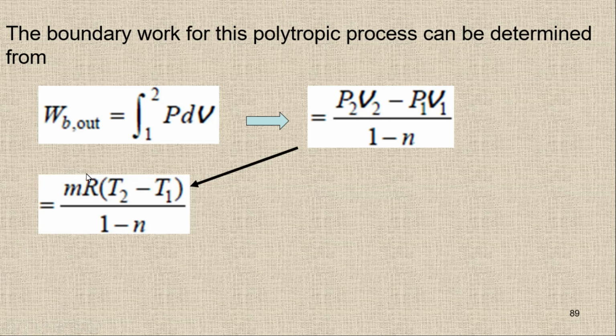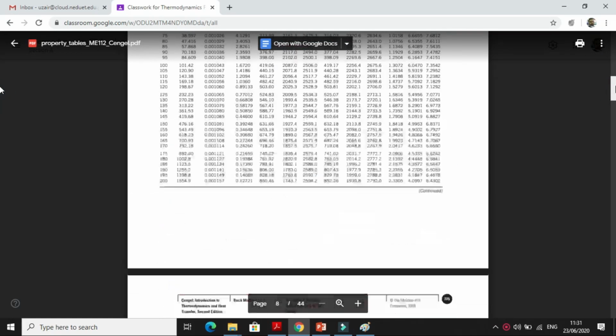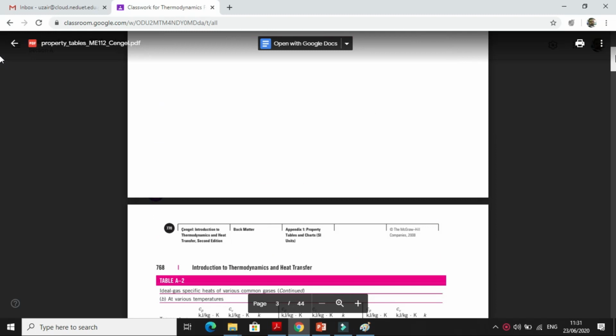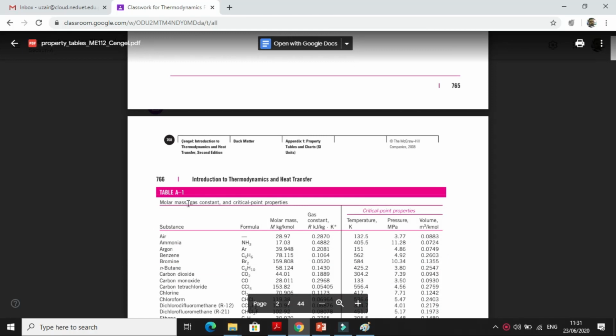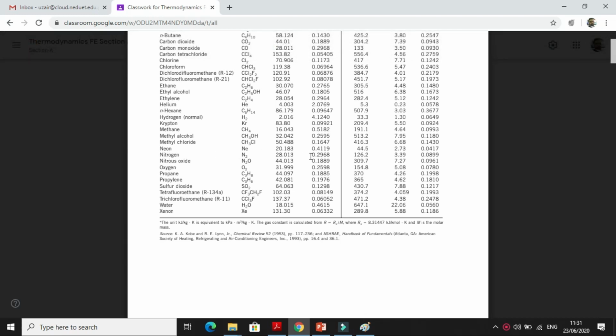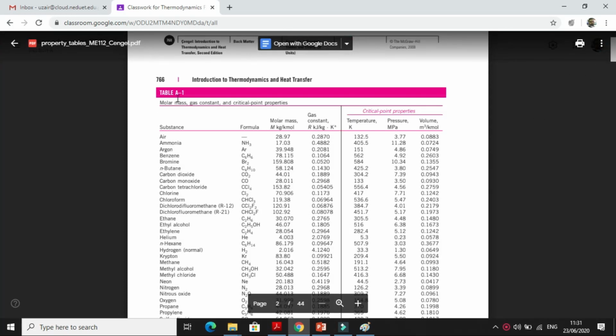For the R value, we have to use the table again. We have the table from where you can get the values. I'm just going back to the tables. This is the table A1. Here we have nitrogen. Where is the nitrogen? Somewhere here. This is the nitrogen, this is the molar mass, and this is the R value, which is 0.2968. So from table A1, the gas constant R can be checked.